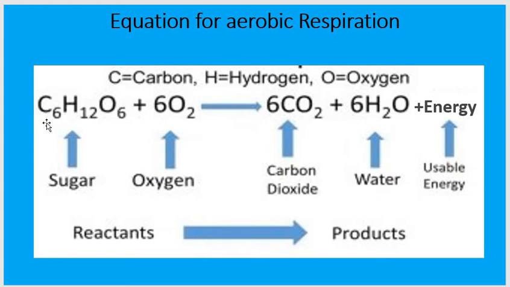C6H12O6, you read it as C6H12O6. Here C is for carbon, H for hydrogen, and O for oxygen, that is written over here. Oxygen, O2, then carbon dioxide, CO2, water, H2O. These three formulae you have studied in previous class. And energy is not an element, that's why we cannot write a formula for it.